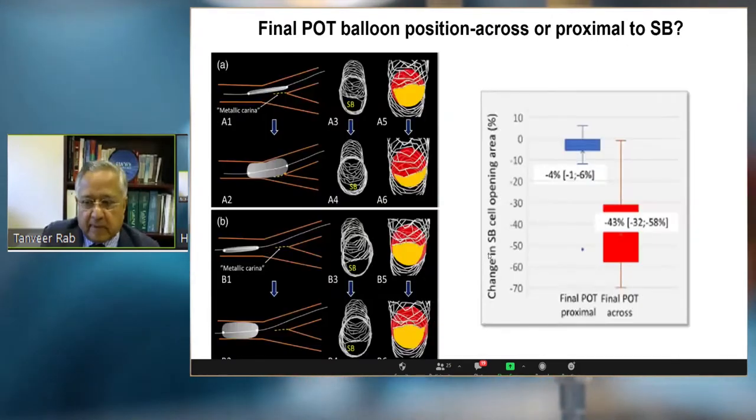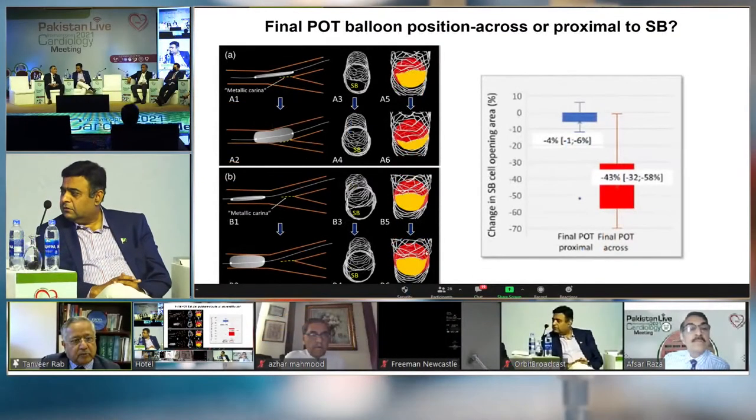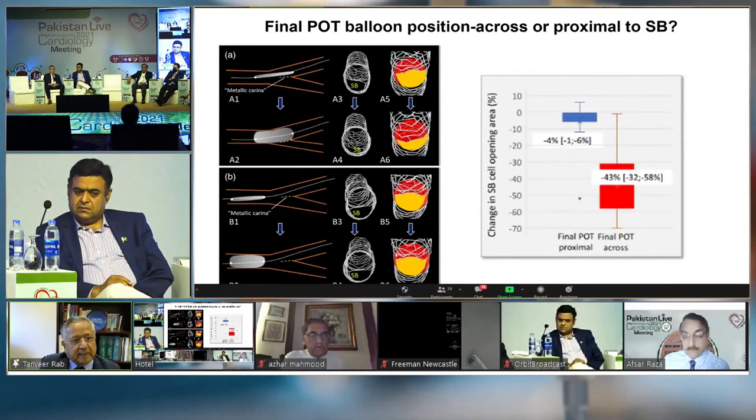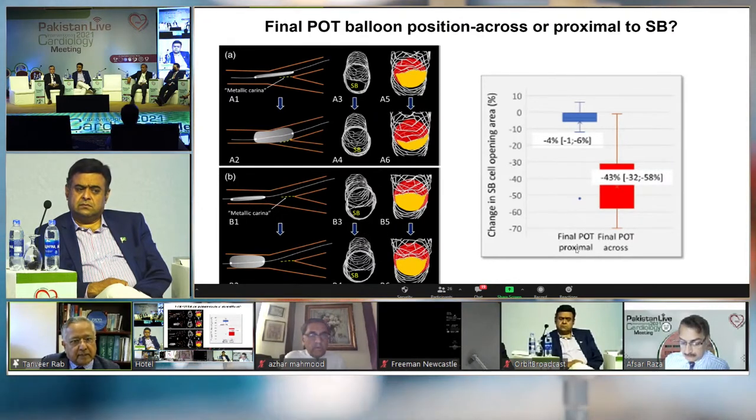More recently, Anderson and colleagues published a paper on final POT balloon position after stenting, after two-vessel stenting, or even after stenting the vessel if you do a kissing balloon inflation and have to do a final POT. Not the first POT after stenting, but the final POT. So where should the balloon be positioned? If the balloon goes across the carina, there's already metal sitting there; you dilate this up, narrow the space again, and pinch the side branch. You can see over here that by this method, the side branch orifice is reduced.